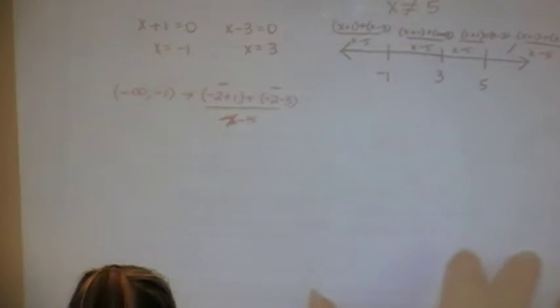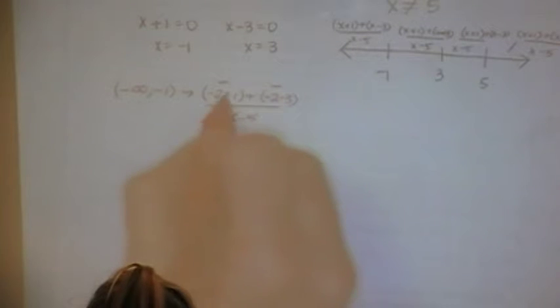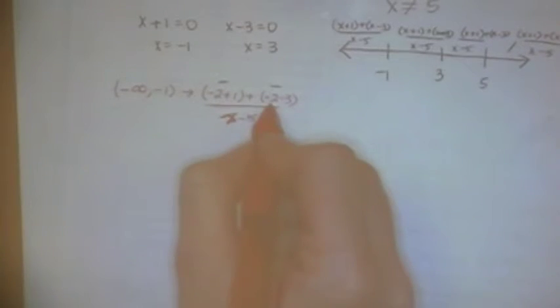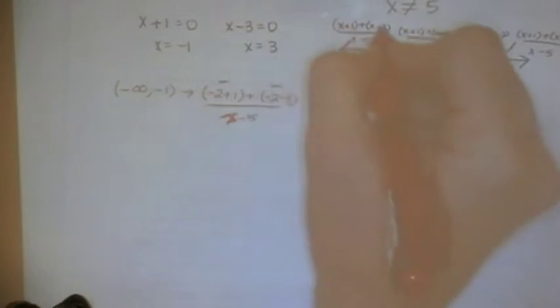My first piece is negative. My second piece comes out negative, because negative 2 plus 1 will be negative 1. Negative 2 minus 3 is negative. So both of these pieces are supposed to be negative. So when I come up here, I have to make them both negative.